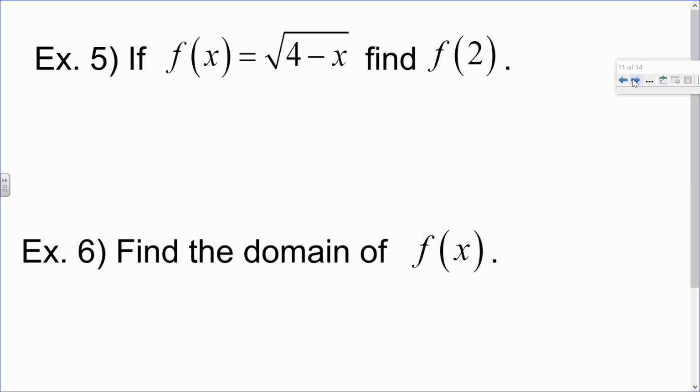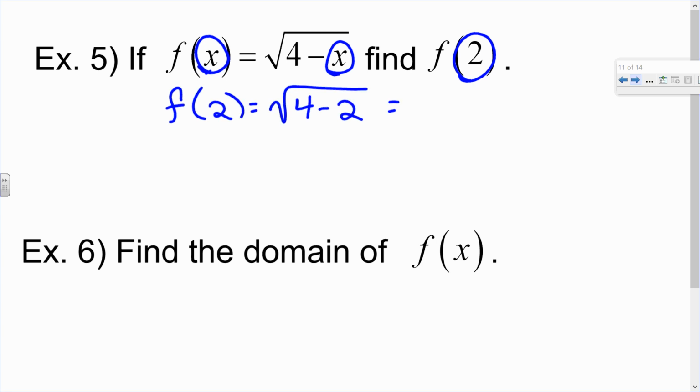This one is talking about function notation. It wants us to evaluate f of 2. So that means we have a rule for a function named f. If we change this x to a 2, we change every x in the formula, in the rule, to a 2. So f of 2 is square root of 4 minus 2, so square root of 2. So that's easy, right? Now we want to find the domain of f, so we're going back to this original rule. f of x is the square root of 4 minus x.